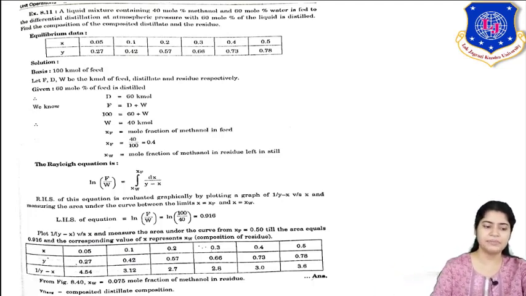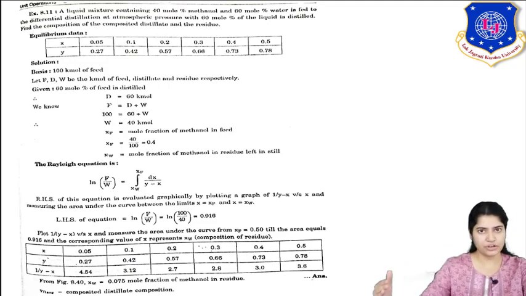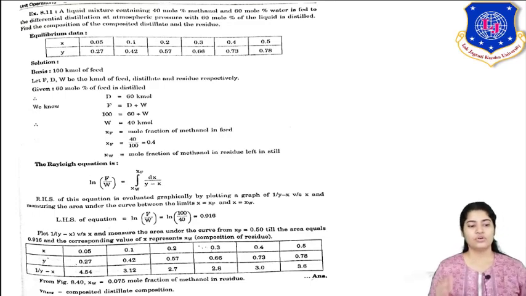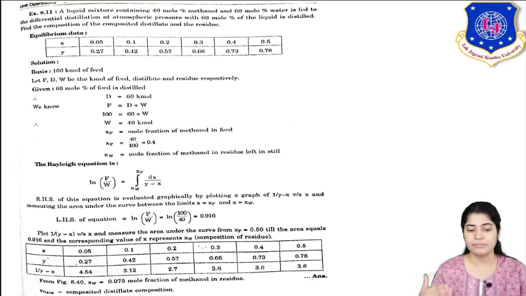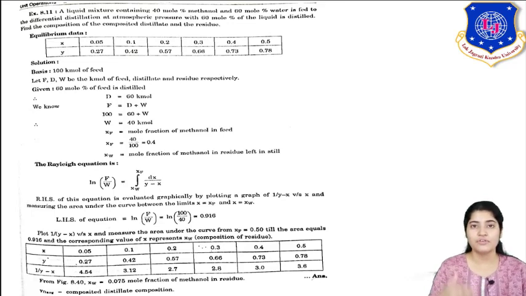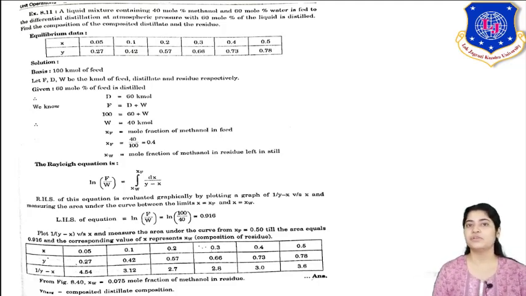It is very simple. X and y data are already given. You calculate your 1 upon (y minus x) again, so you get the third column. Now, RHS of this equation is what? See here, RHS of this equation is evaluated graphically by plotting a graph of 1 upon (y minus x) versus x.